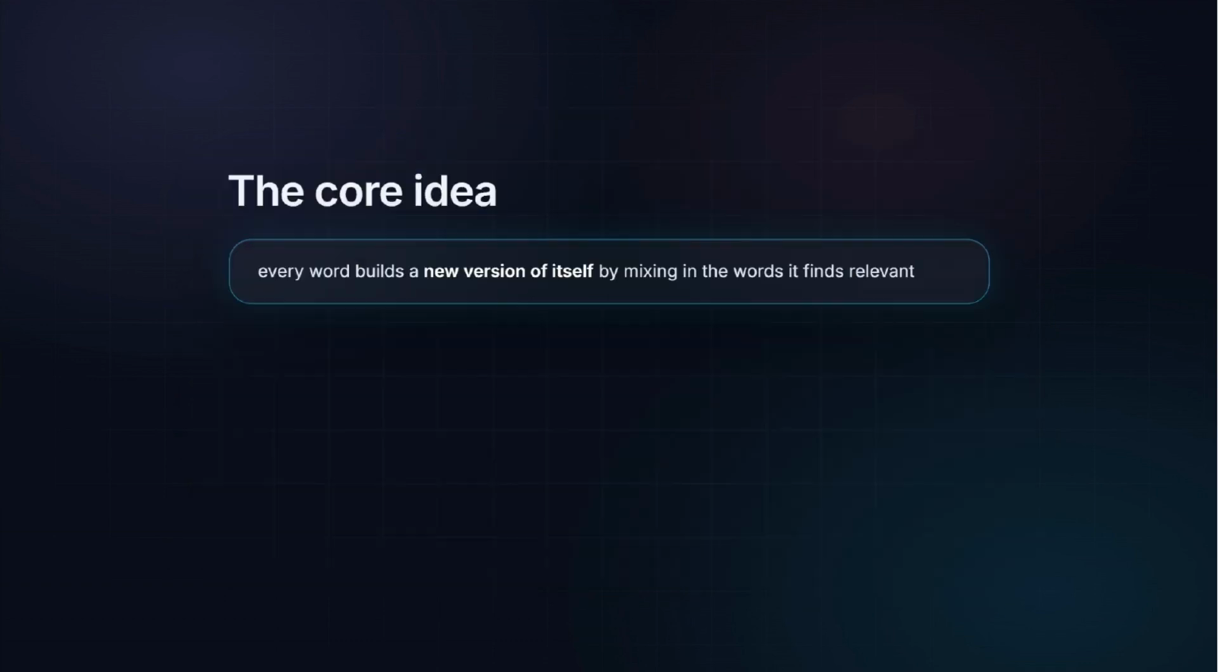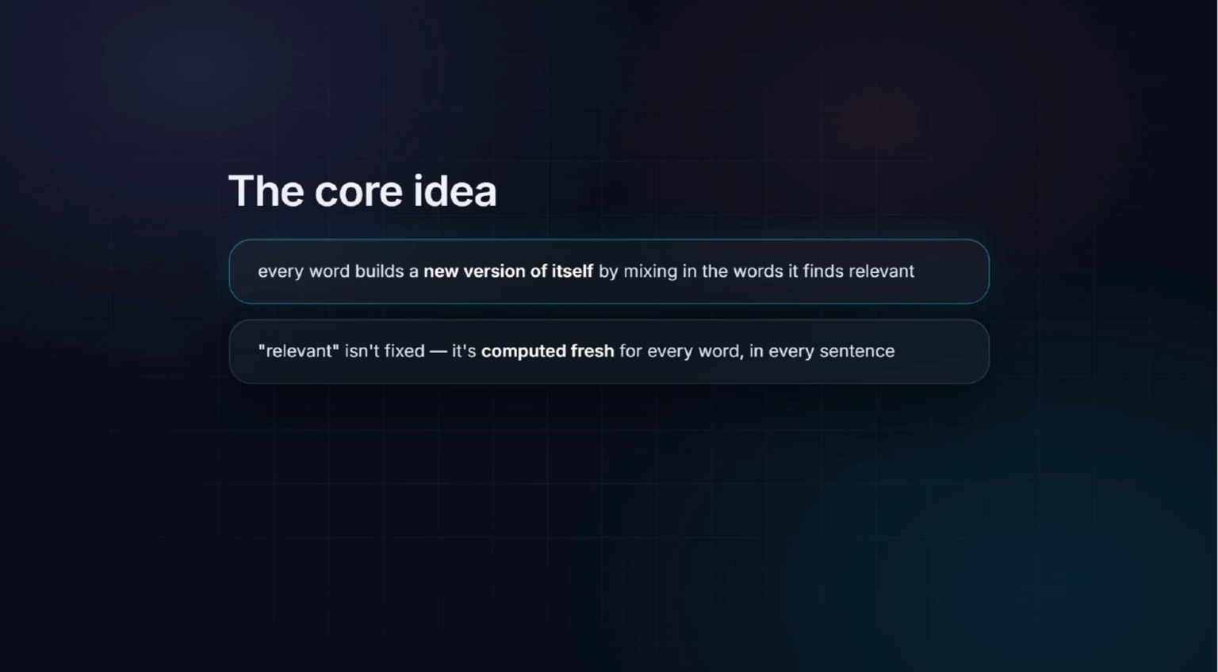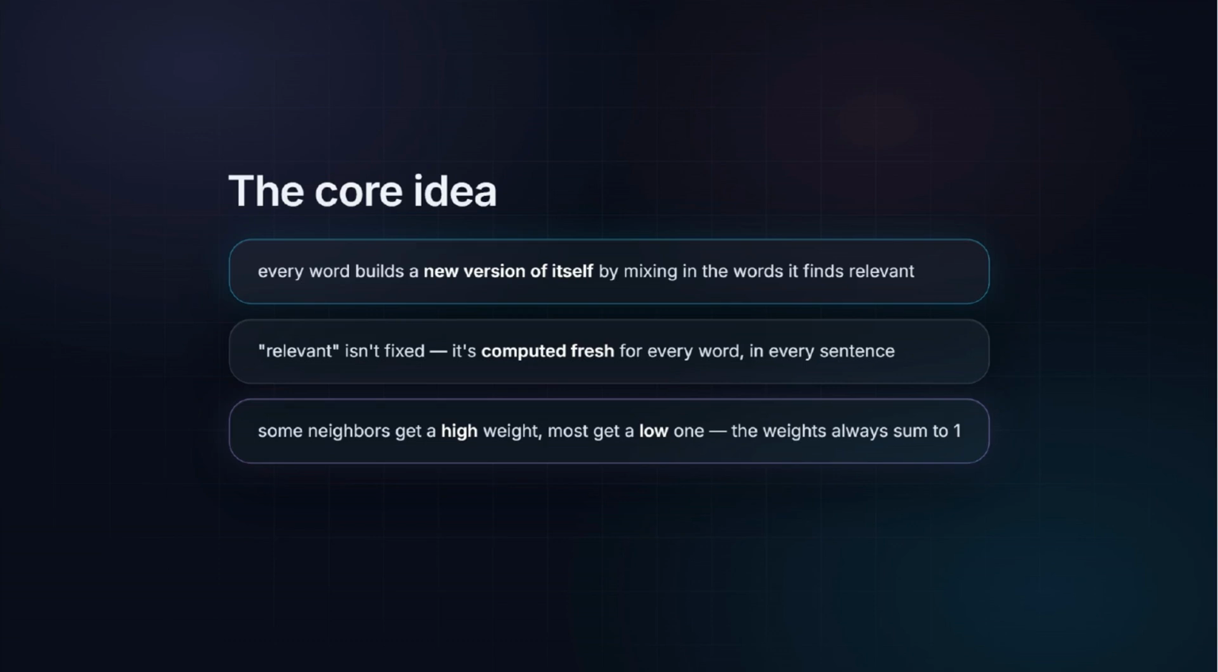The core idea, stated plainly: every word builds a new version of itself by mixing in the words it finds relevant. And relevant is not hard-coded. It's computed fresh for every word in every sentence, which is why the same word behaves differently in different contexts. Each neighbor gets a weight, some high, most low, and because we'll use Softmax, those weights always sum to 1. It's a weighted blend. So bank surrounded by money literally ends up as a different vector than bank surrounded by river. Context gets baked right into the numbers.